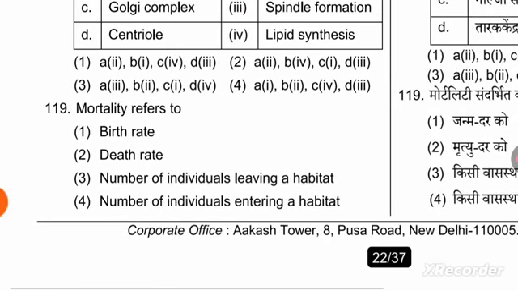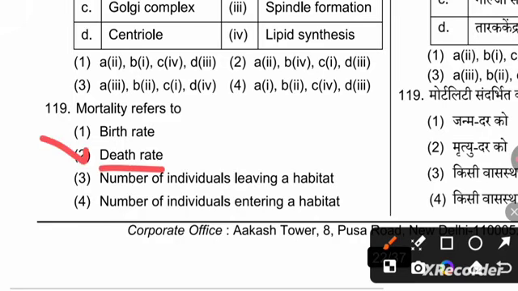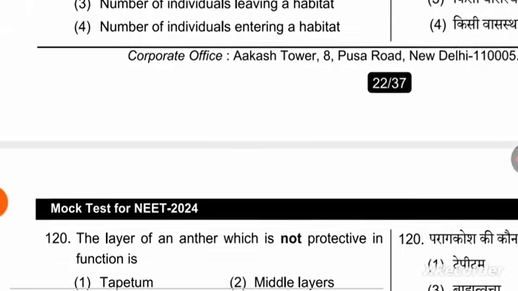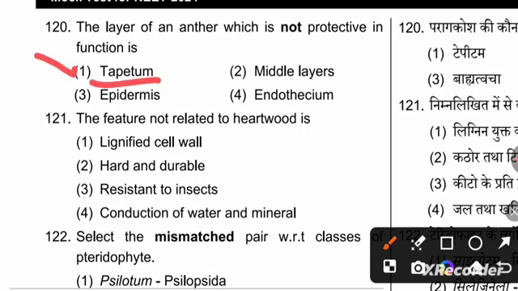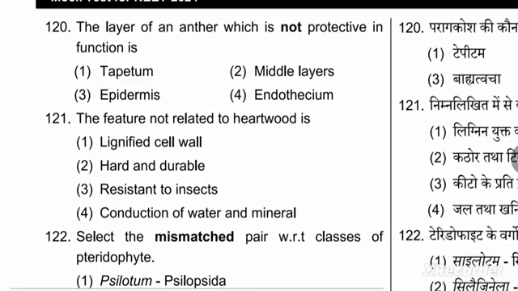Mortality refers to death rate. Let us go to the next question. The layer of an anther which is not protective in function is tapetum, because tapetum provides nourishment. It is not involved in protection. Let us move to the next question.